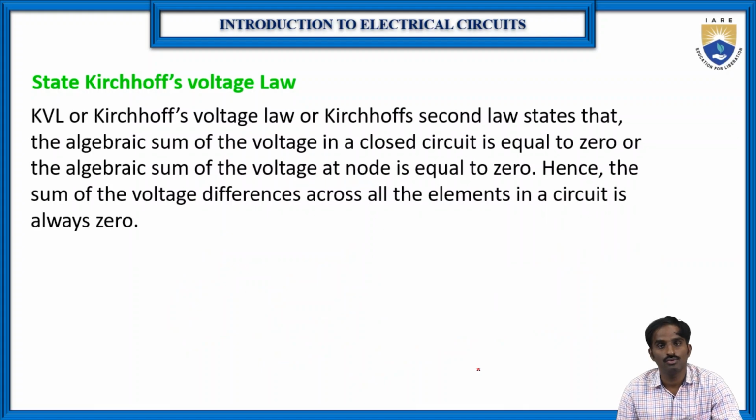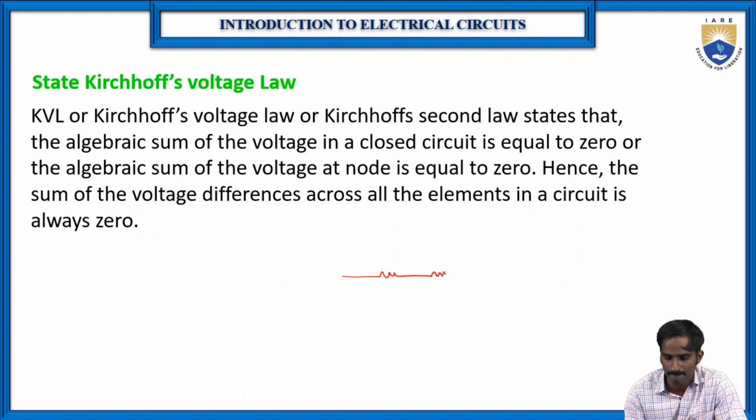Then coming to Kirchhoff's voltage law, also called Kirchhoff's second law. According to Kirchhoff's voltage law, the algebraic sum of the voltages in a closed loop or closed circuit is equal to 0. This Kirchhoff's voltage law is associated with the loop, and Kirchhoff's current law is associated with the node.